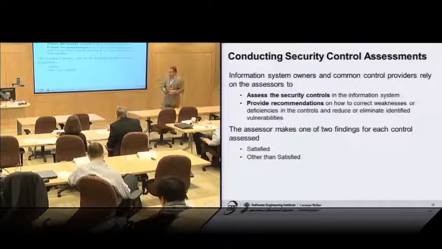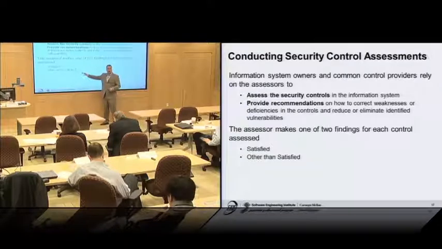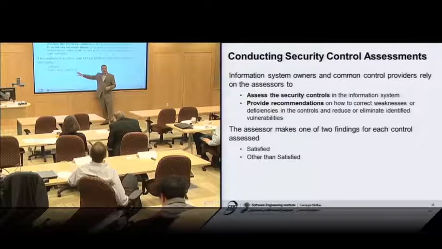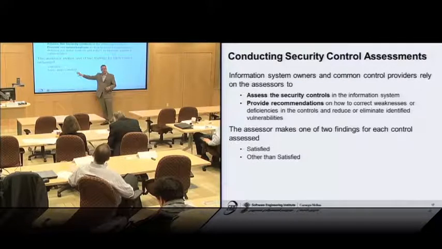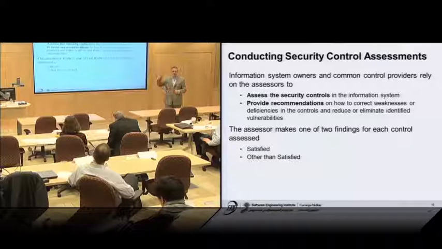Other than satisfied. And the reason you make that distinction is, rather than saying they're wrong, it may not be wrong. They may have other considerations that you need to dig further into before you can say that this control is not effective or not. So if you're going to follow the NIST guidelines for doing the security assessment, these are the results that you should be producing for each security control: satisfied, other than satisfied, and the rationale for why you came up with that.